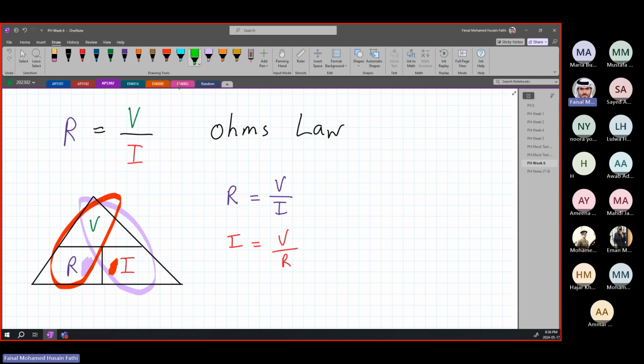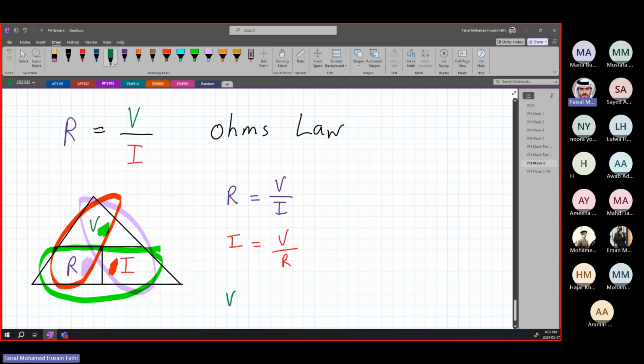Now let's look at it from the point of view of V. For V, it is simply R times I because they're on the same level. So V is equal to R times I, or I times R. This law is called Ohm's law. This is how you use this triangle, just to make sure that you know how to apply it depending on what you try to find.